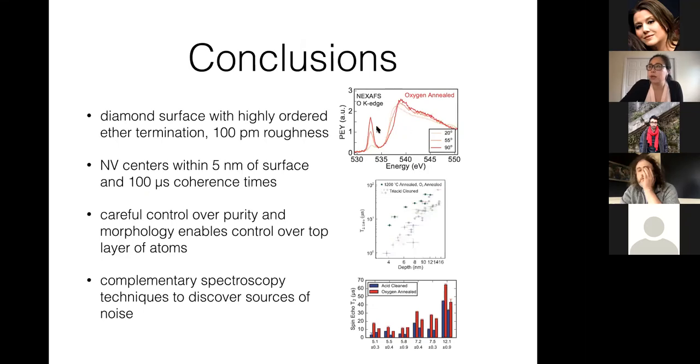So just to give you a short summary of the first part of the talk, what we've been able to show is that if you use complementary spectroscopy techniques to discover sources of noise, we're able to achieve a new oxygen surface termination for diamond that allows for highly coherent shallow NV centers. And we're now able to get NV centers within 5 nanometers of the surface with dynamically decoupled coherence times exceeding 100 microseconds.